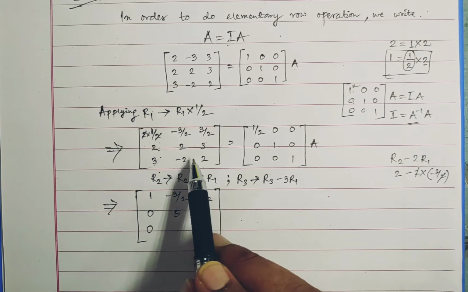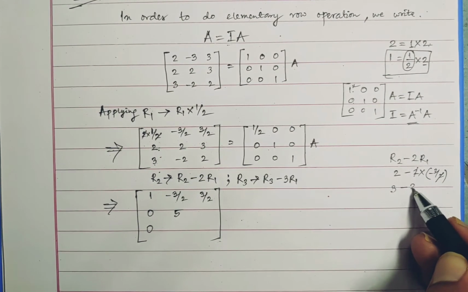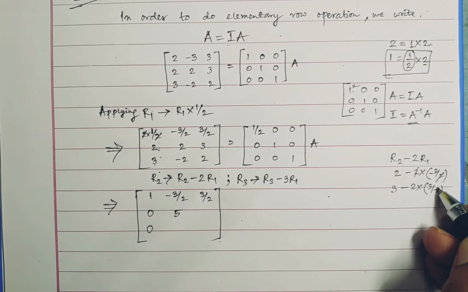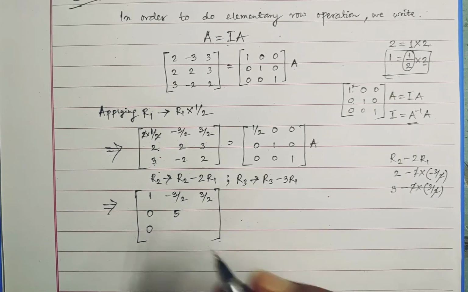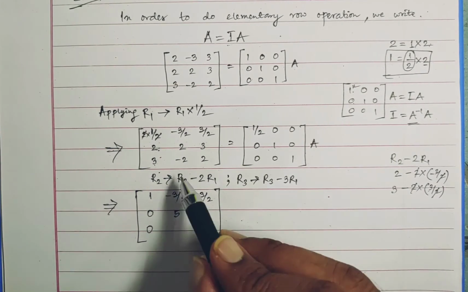Okay. Now look at here. Here R2 element is 3. So right here 3 minus 2 into, what is the corresponding R1 element? That is 3 by 2. So I write 3 by 2. 2 gets cancelled. 3 minus 3 is 0. Understood? Clear?